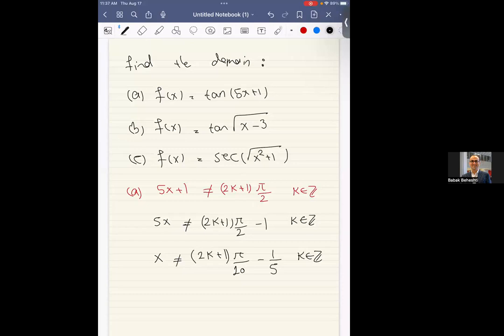So look, here, you have all numbers except these. For example, let me write a few of them. So x, for example, cannot be equal to pi over 10. So odd multiples of pi over 10 minus 1 over 5. And so on.